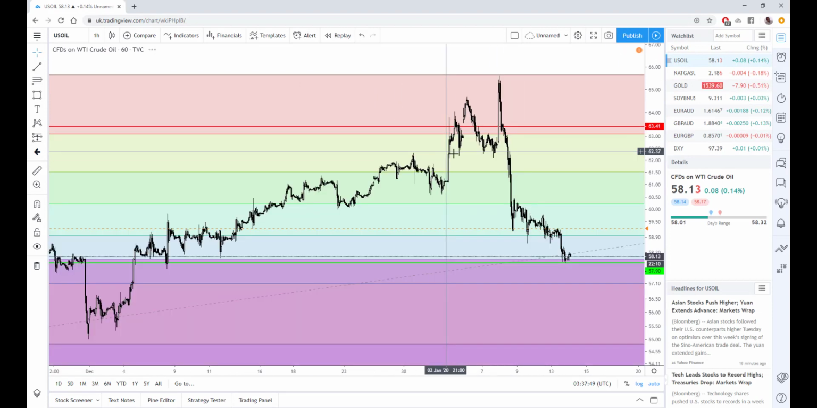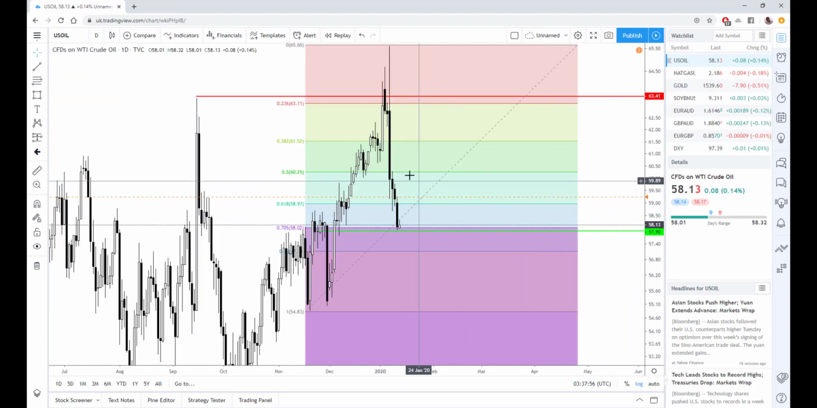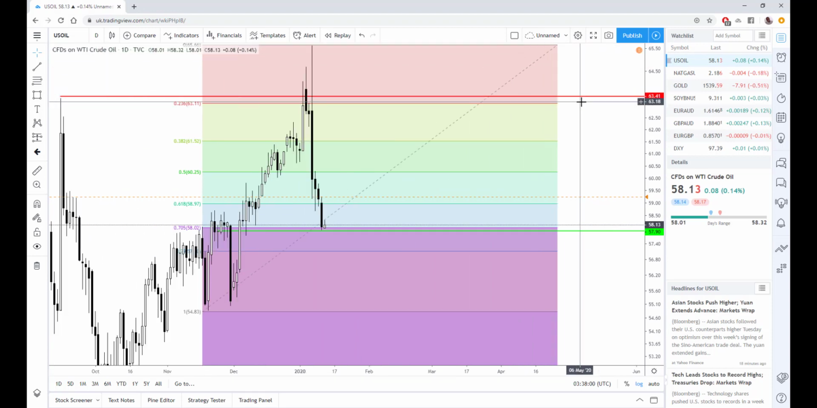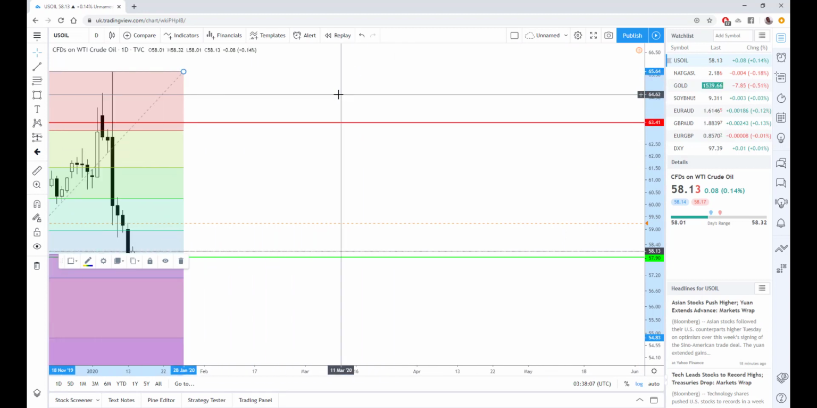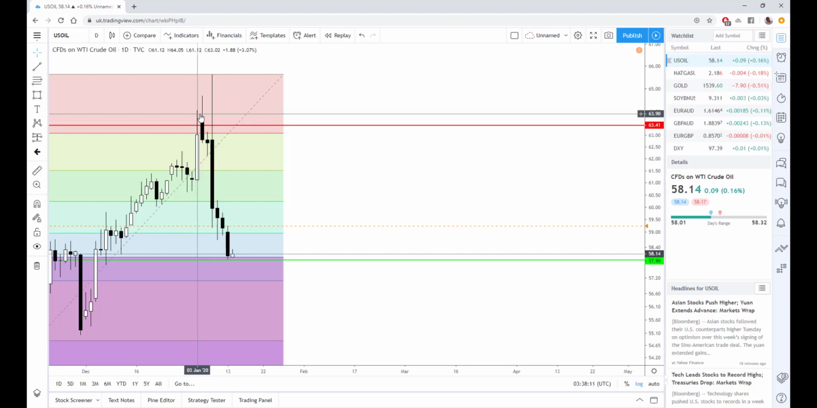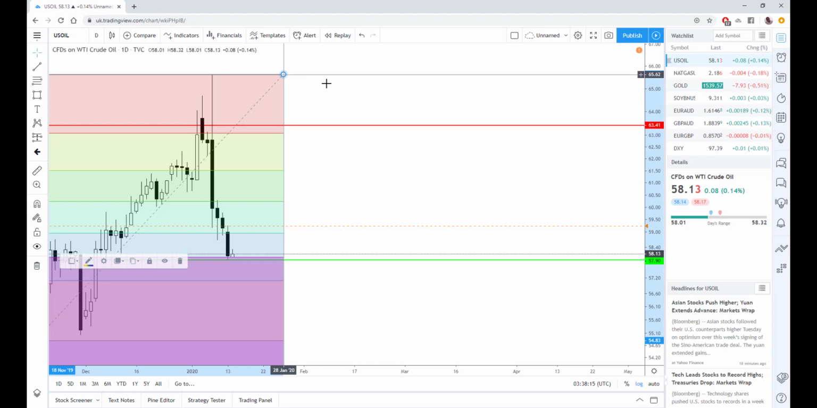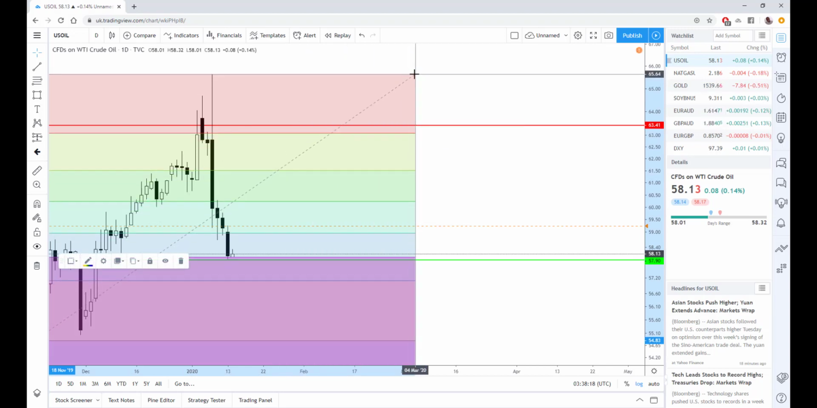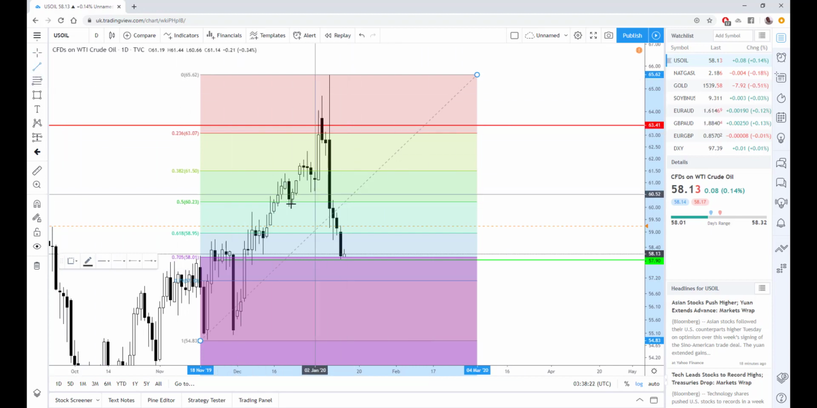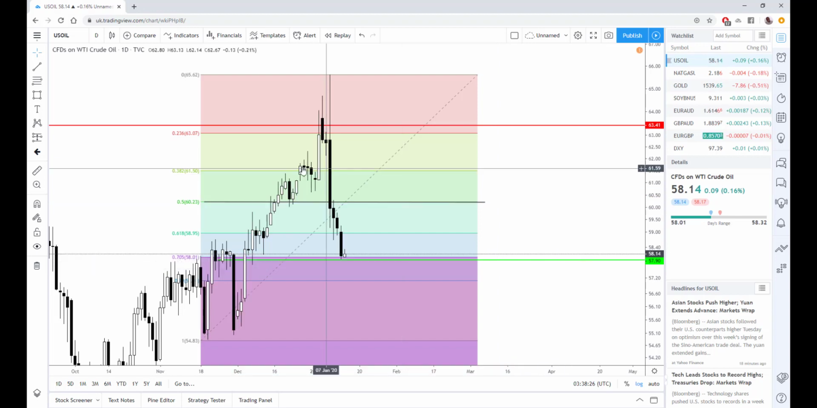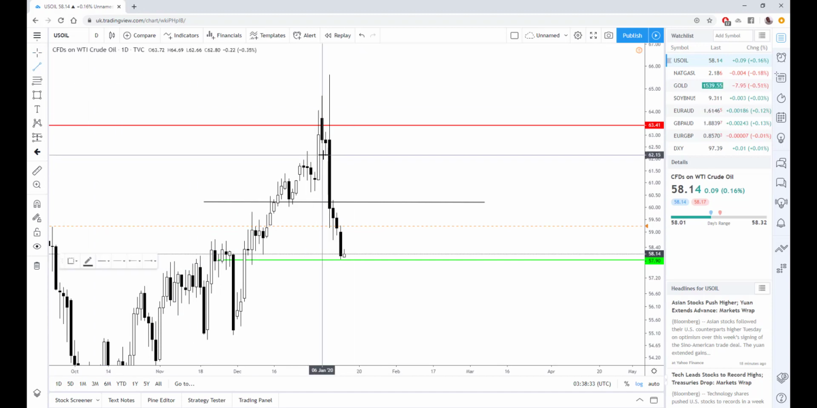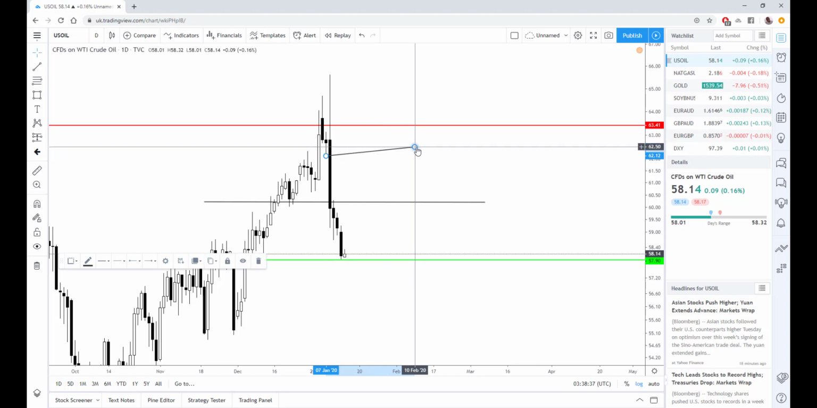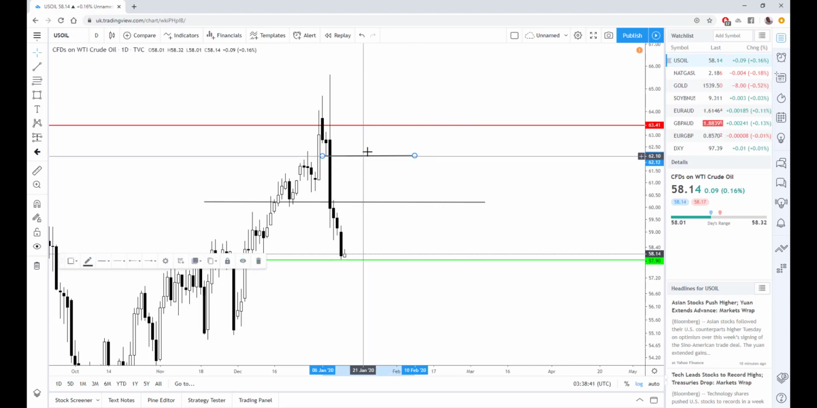So let's have a look at oil and go on to the daily time frame, and let's see what happens with oil. So we have 1, 2, 3, and then on this day, let me draw the 50% first, which is the green one. Get rid of that, and let's draw a line there. Okay, so there we have it.